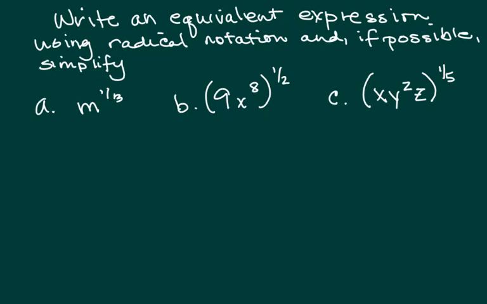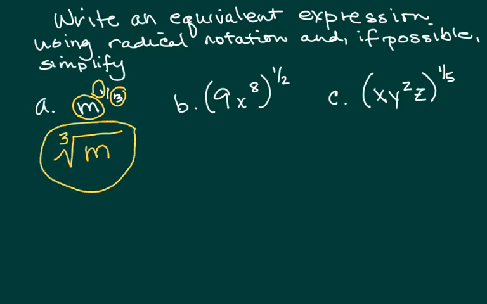So remember that this numerator is going to be the exponent, the base is the radicand, and the denominator is the index. So we'll have our radicand of m, our index of 3. We do not need to write the 1 because 1 is understood. So that's our answer, the cube root of m.